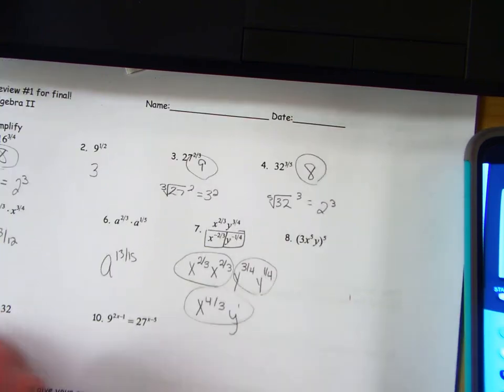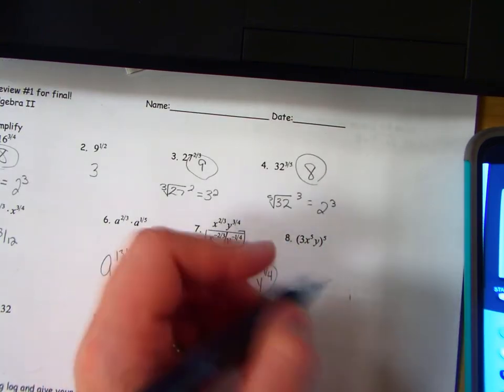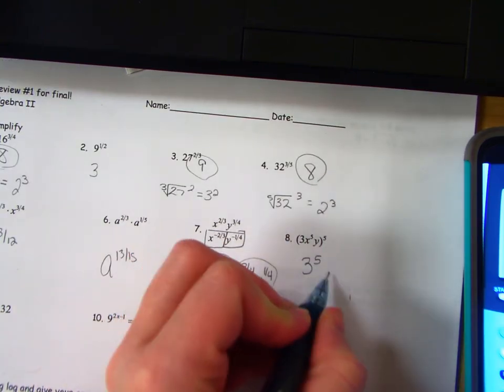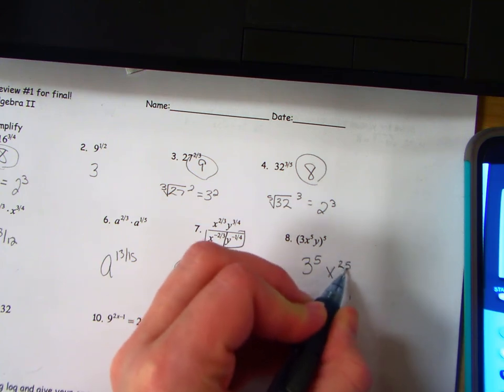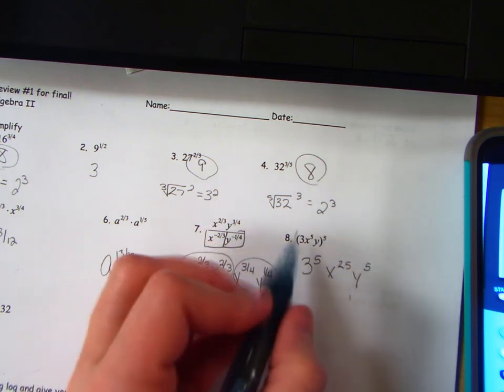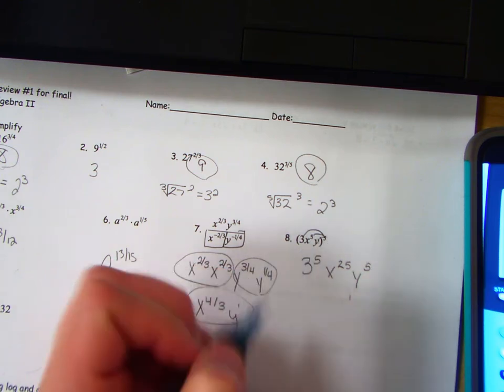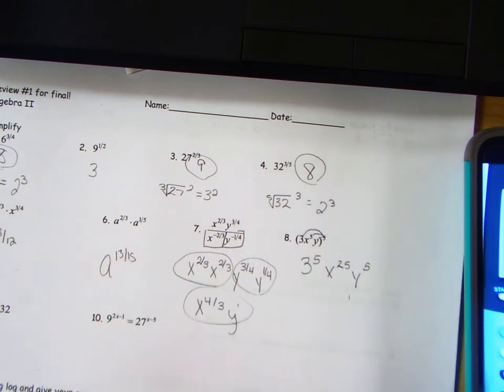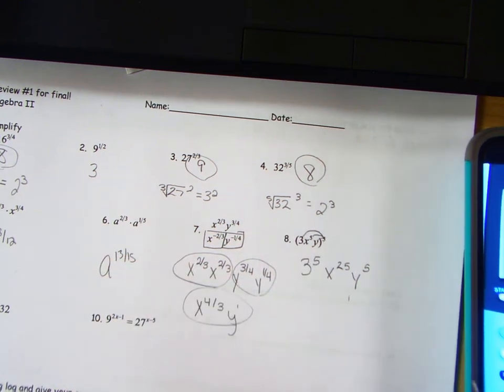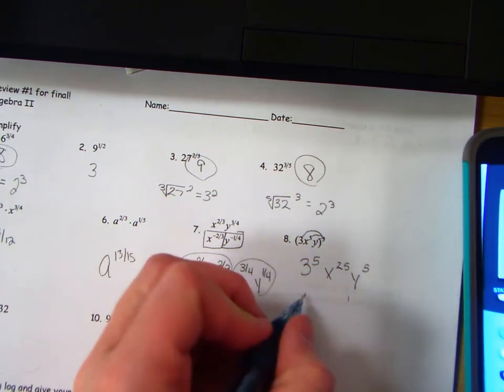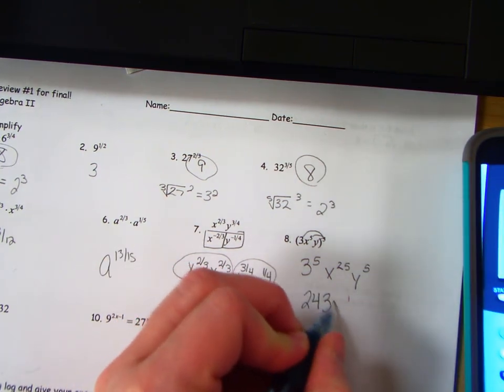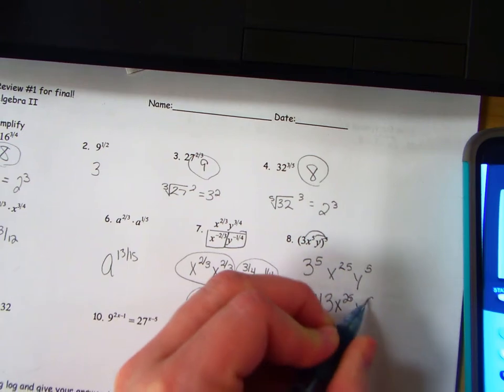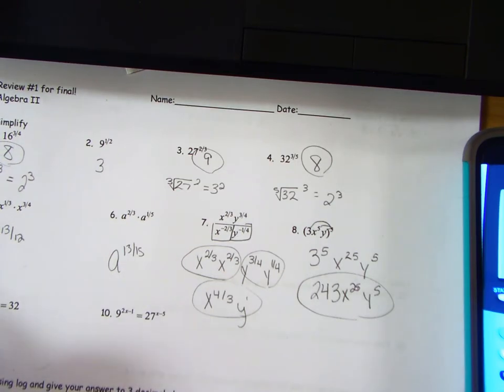Number 8, you're going to distribute in this 5th power. So you'll do 3 to the 5th, x to the 25th, and y to the 5th. And you're going to multiply it when you distribute. 3 to the 5th is, use my calculator, 243. X to the 25th, y to the 5th, and then that's all there is to that one.